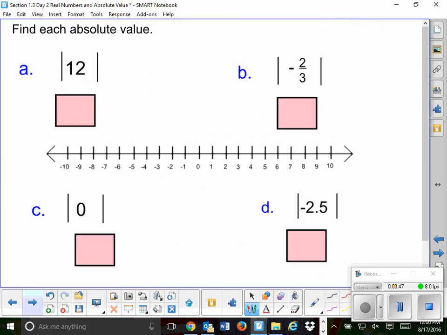Why don't you go ahead and pause the video and write down what the absolute value is of all of these 4 problems.